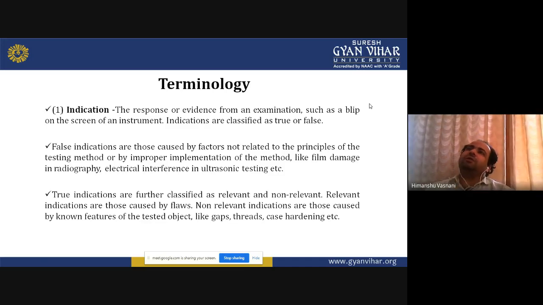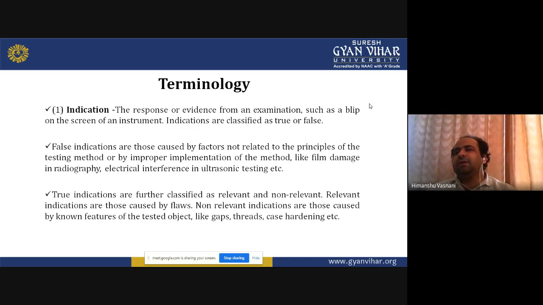Also, in case of some heat treatment processes, they form a layer which is unwanted. And while testing, if that layer comes in between, in that case you need to remove that layer so that you get a proper idea of the testing, and the testing can be done very easily. So these are some true indications that are important.